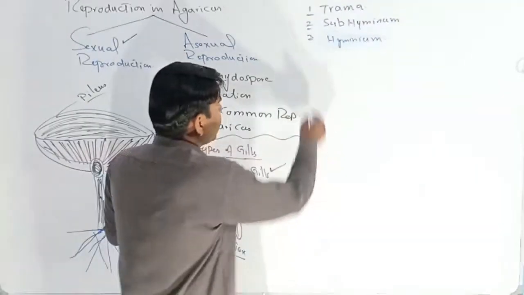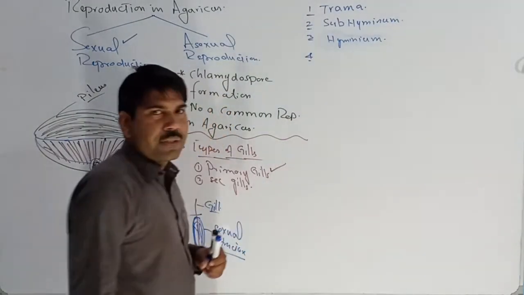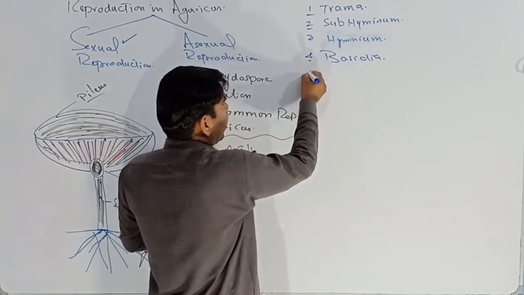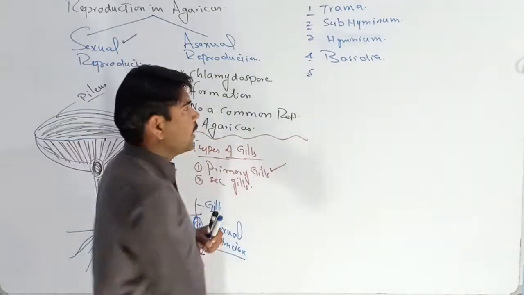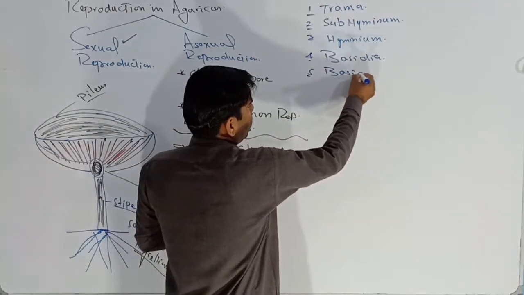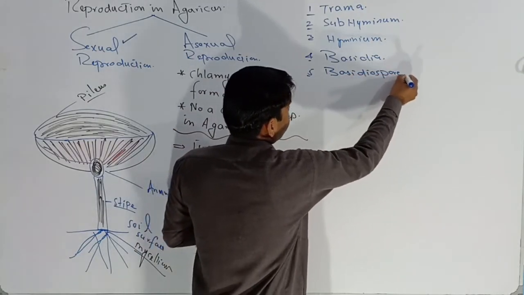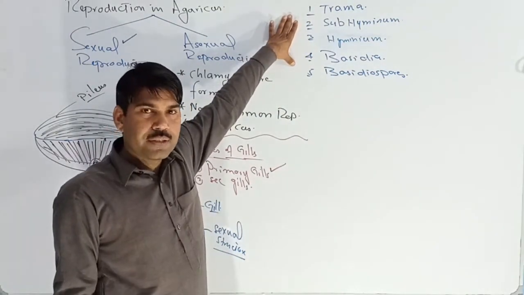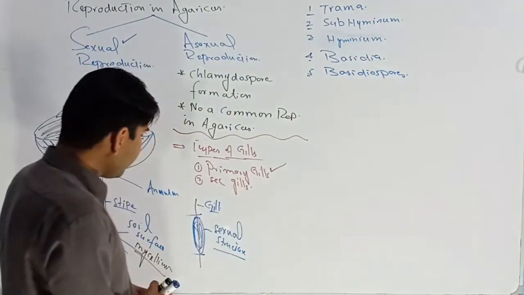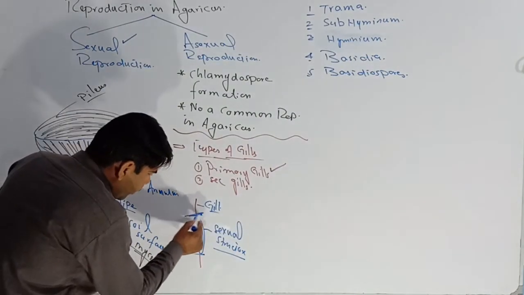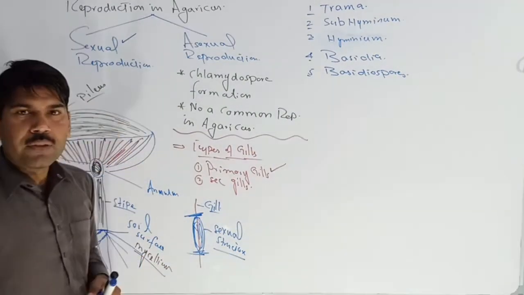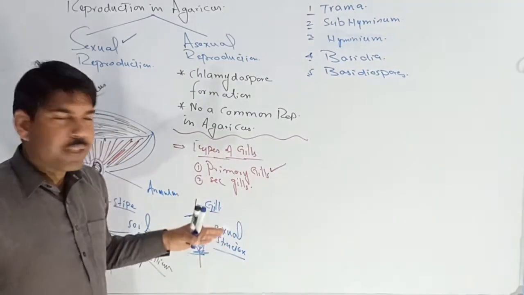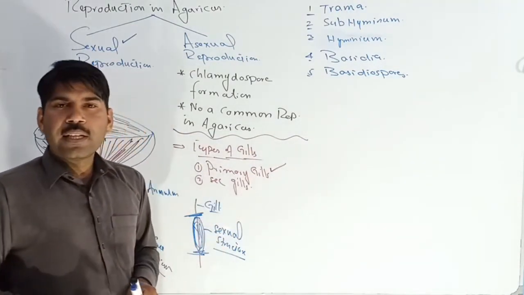After the hymenium, the fourth structure present is known as basidia, and the fifth structure is known as basidiospores. So how are these basidiospores produced, which are involved in the sexual reproduction in Agaricus? We are going to discuss this portion, which is involved in the sexual reproduction. If I can increase the size to understand better, I am going to make another diagram.